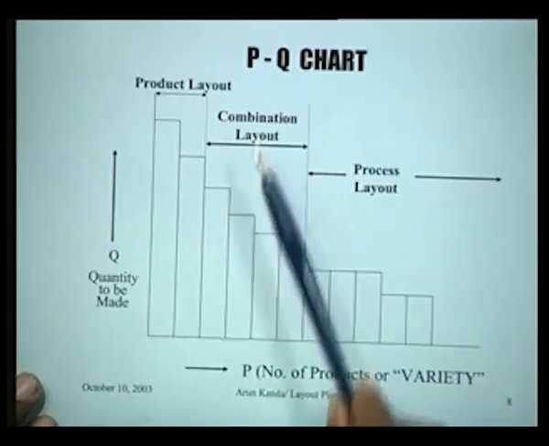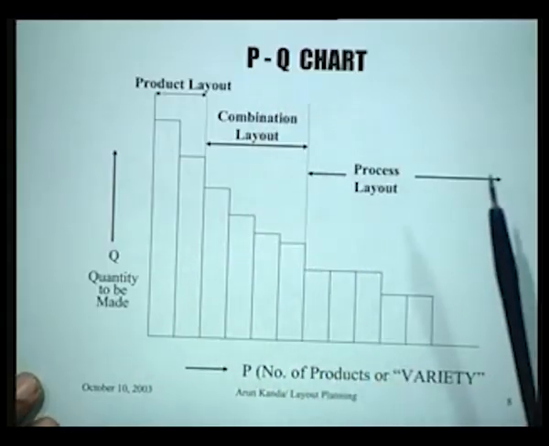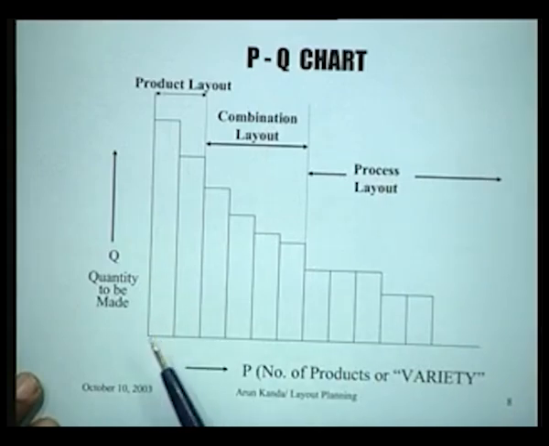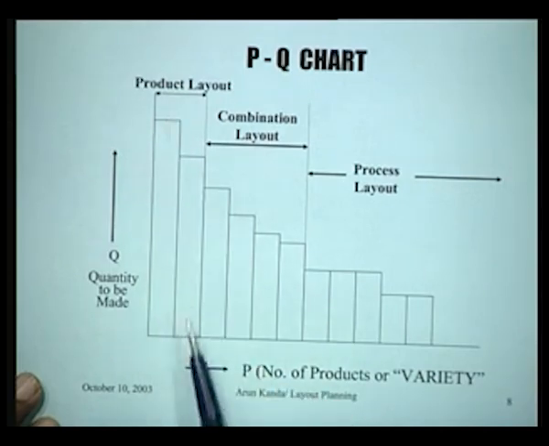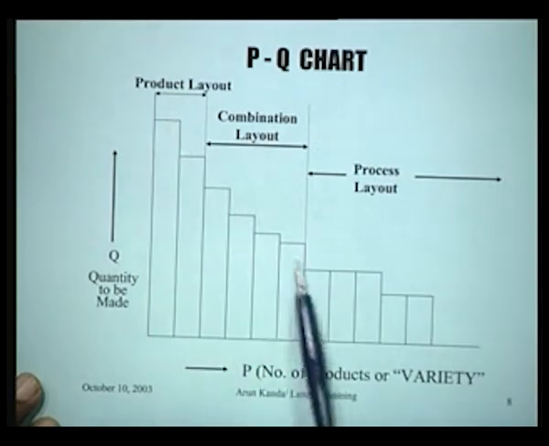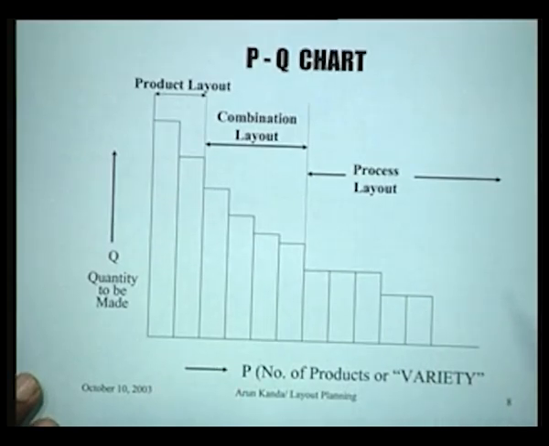Let us look at this chart, which is called a PQ chart. Essentially what we have said is that if you have to make a large number of products, so P is the product variety, we arrange these products in the descending order of the quantity that you need. So the first product is to be made in large quantities, this product is to be made in lesser quantities, and so on. So we have products which are arranged in the descending order of their quantity.